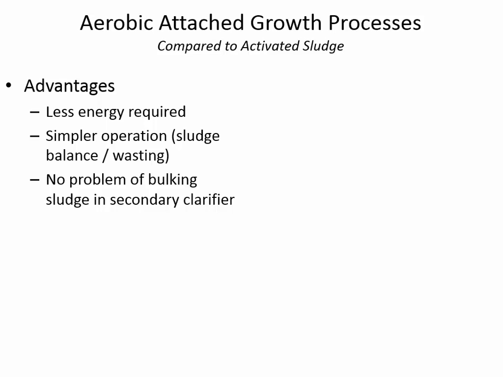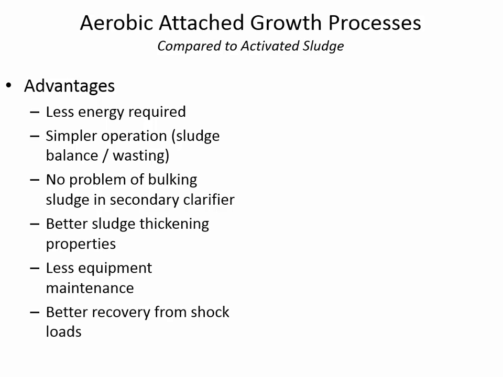And then the other thing is that you don't see the growth of filamentous organisms. Remember, we talked about bulking sludge, and sludge volume index is the way of estimating how much volume sludge is going to occupy after it settles for a period of 30 minutes. Well, the slime layer sloughs off and settles very well, so it has excellent settling characteristics. And for that same reason, the sludge thickens better.